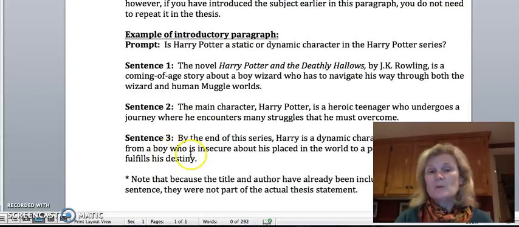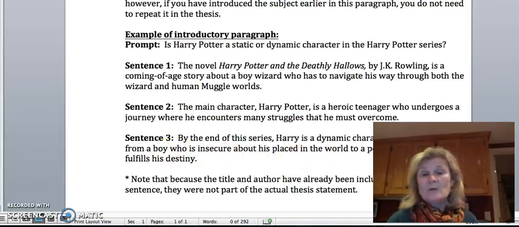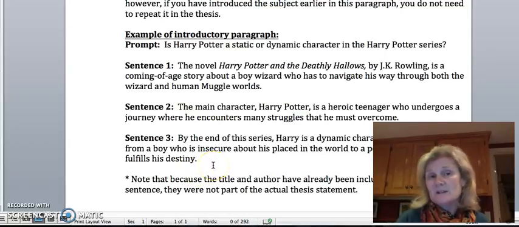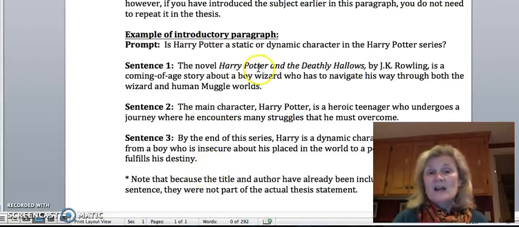He transforms from a boy who is insecure about his place in the world to a powerful wizard who fulfills his destiny. So I have a clear introduction of my topic. It's Harry Potter. It's which work in the series I'm going to be exploring.